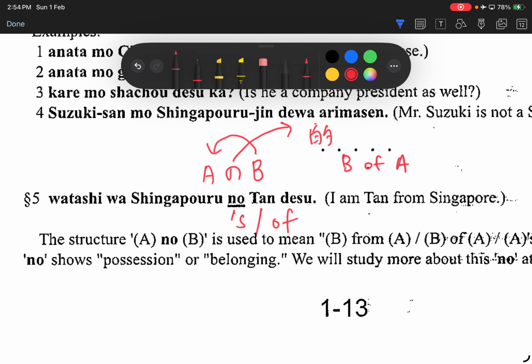For example, in the example here, Singapore no Tan desu. It simply means Tan of Singapore, or Singapore's Tan. So it's not Singapore belongs to Tan, it's Tan belongs to Singapore. The other way around. The one behind belongs to the one in front. So B related to A. So it doesn't necessarily mean that this is a Tan from Singapore. It just means that Tan has a relation to Singapore. It's like 新加坡的陈, okay?